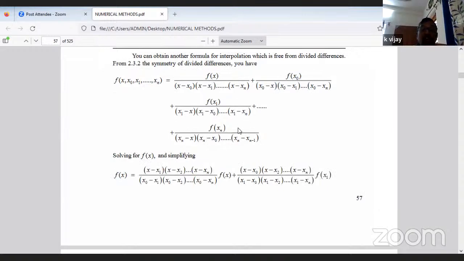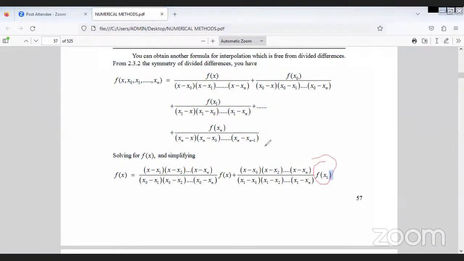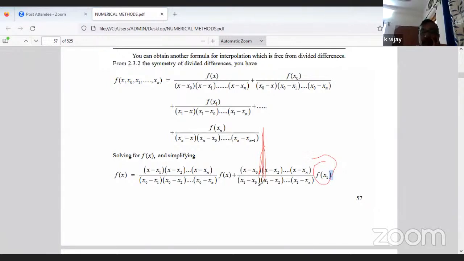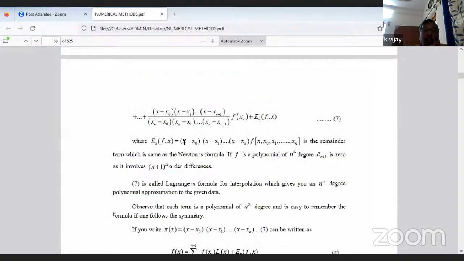F of x is equal to x minus x1, x minus x2, and so on, x minus xn, over x0 minus x1, x0 minus x2, x0 minus xn. That is the y0 function. What is the first f of y? Again x minus x0. There is no x minus x1 here, because we are taking the x1 function. Okay, sir. Here also, see: x1 minus x0, x1 minus x2, x1 minus xn. Then xn minus x0, xn minus x1.